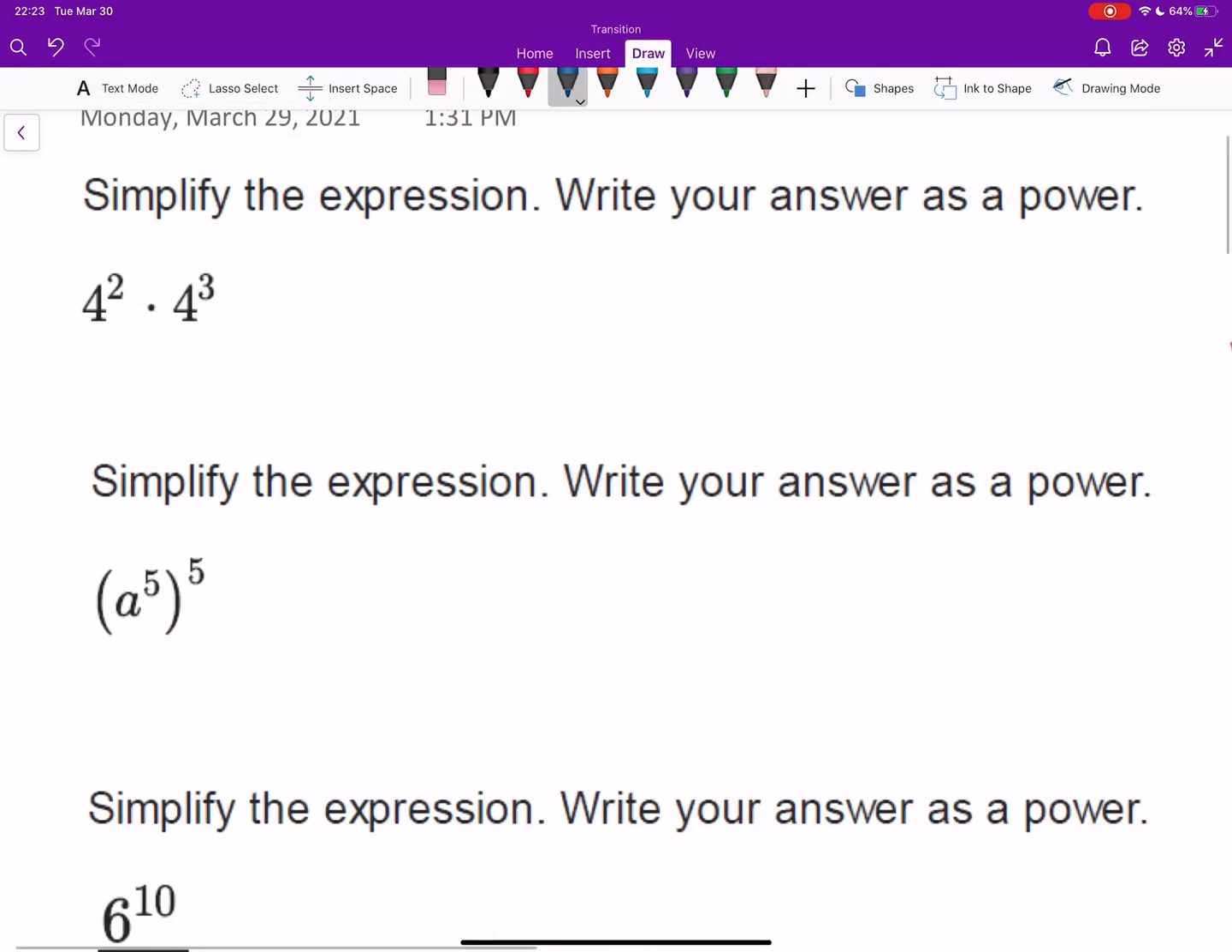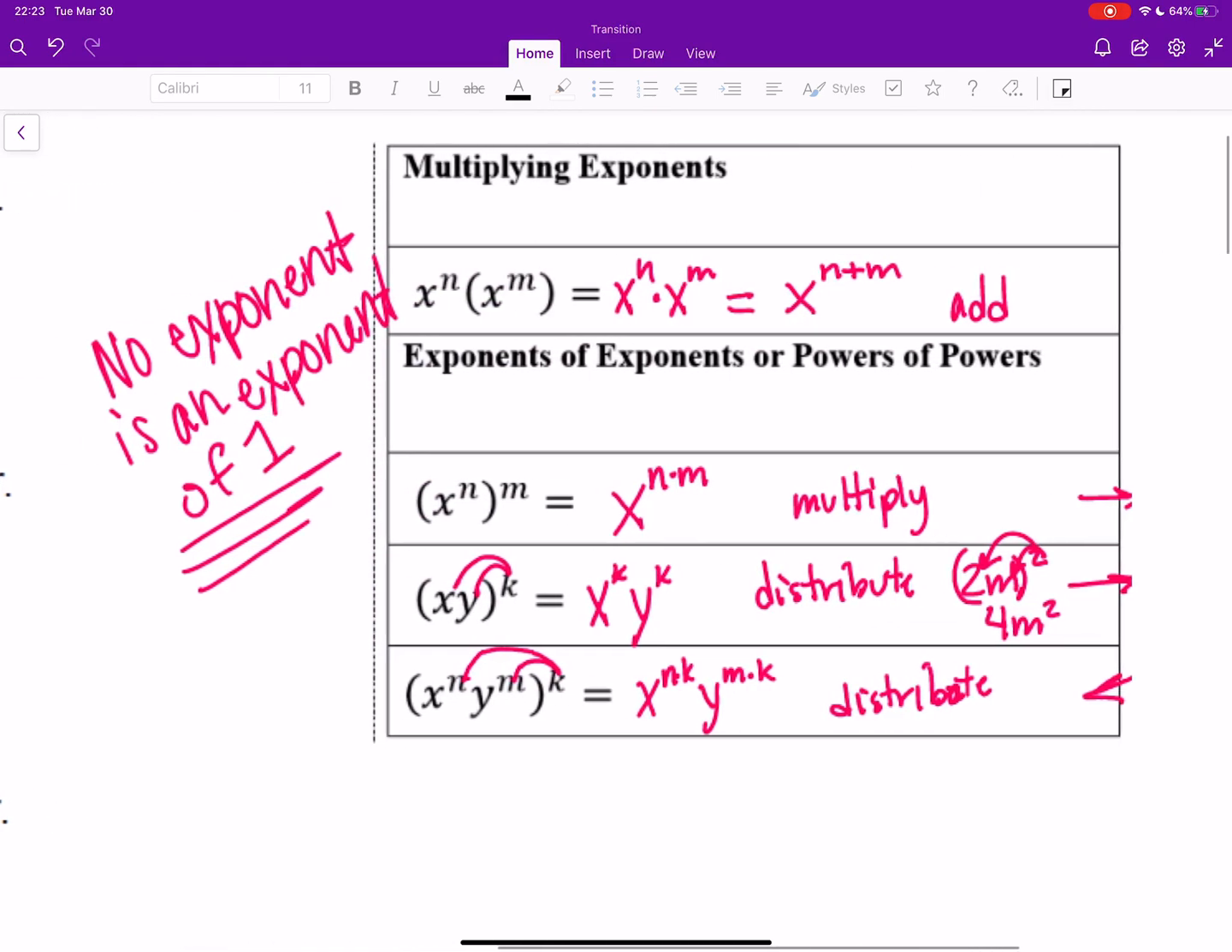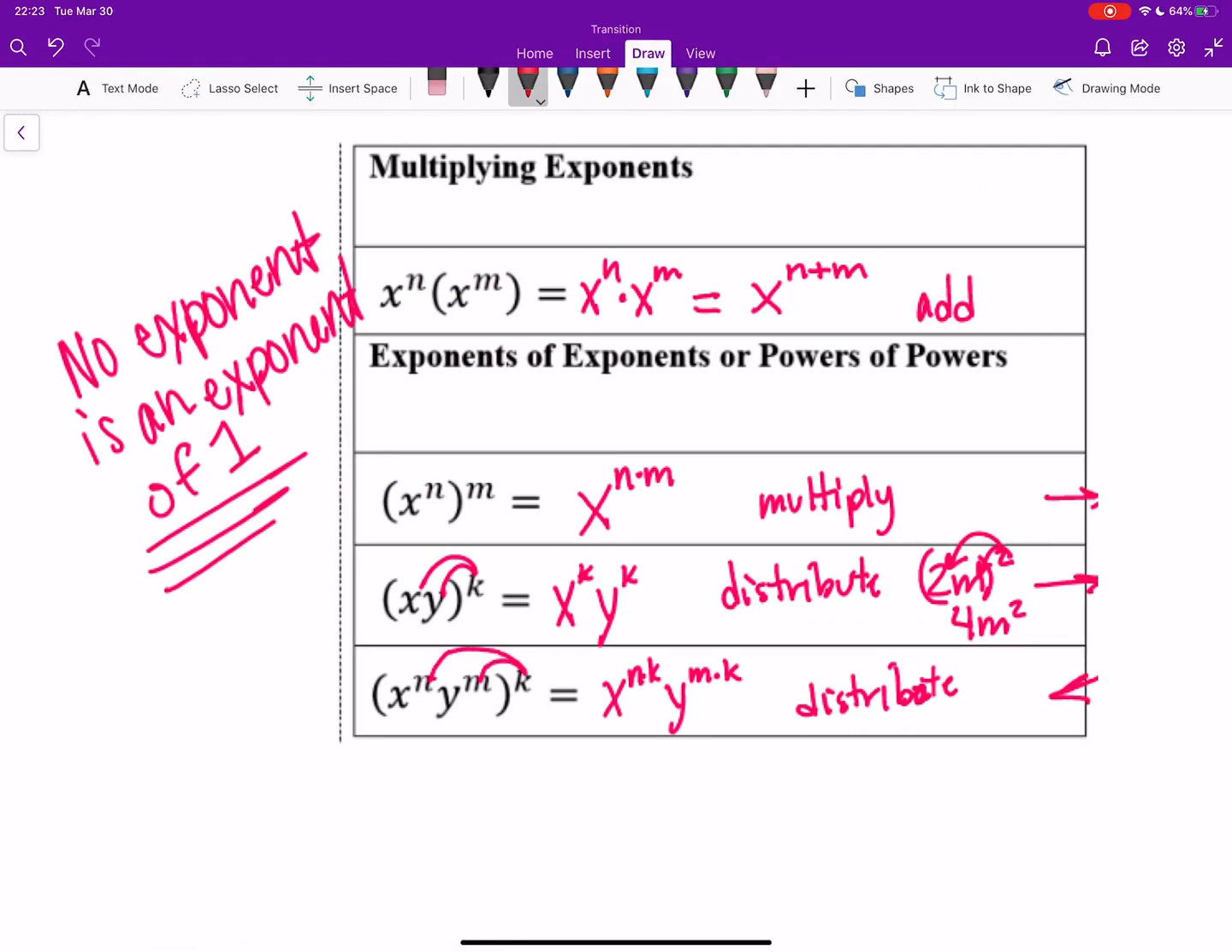in between the two bases means that I'm multiplying, right? And so what I'm checking to see is, do I have the same base? Remember, the base is the thing on the bottom, and then the little power is the exponent. It does look like I have the same base, a base of 4. And so what my rule tells me right over here, this very first rule, is that when I have the same base and I'm multiplying those bases, I'm going to add the powers.